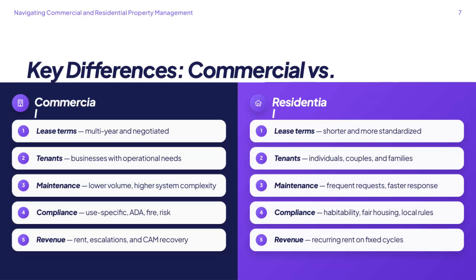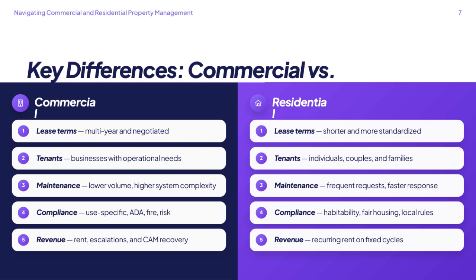When we look at commercial versus residential property management, there are several key differences to keep in mind. Starting with commercial properties, lease terms tend to be multi-year and are often negotiated individually to suit the business needs. The tenants here are businesses, so their operational requirements can be quite specific.